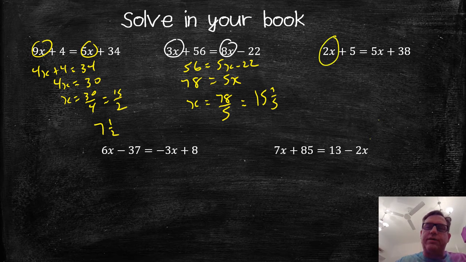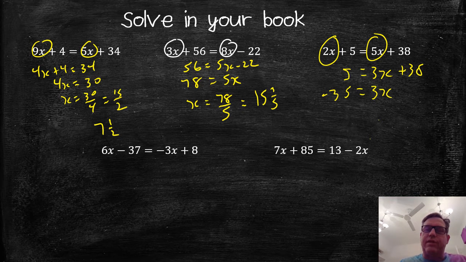The next one, I have 2x and 5x, so I'm going to move the 2x. So 5 is going to equal 3x plus 38. Then I'm going to move the 38, so I'm going to have minus 35 equals 3x. And then divide both sides by 3, x equals minus 35 over 3, and we can leave the answer like that. Or if you do insist on simplifying it, that would be 11, because 3 times 11 is 33. That would be minus 11 and 2/3.